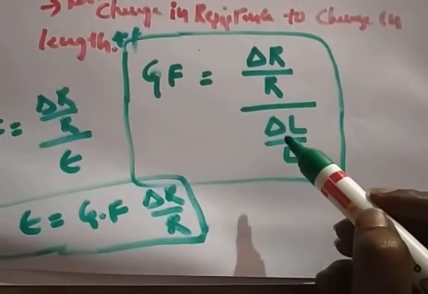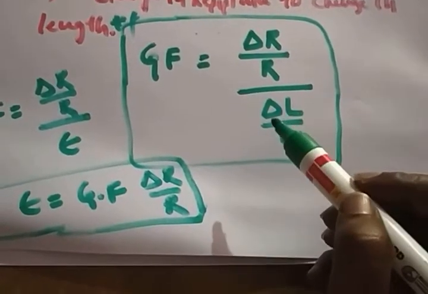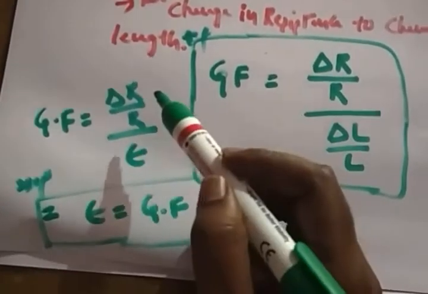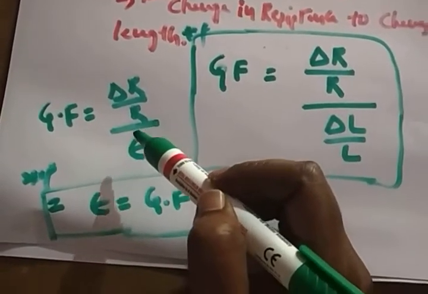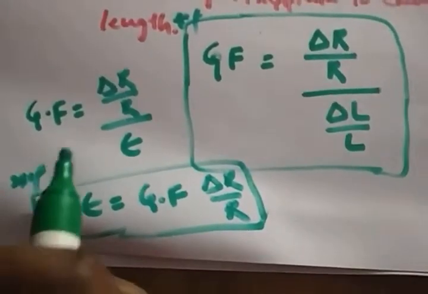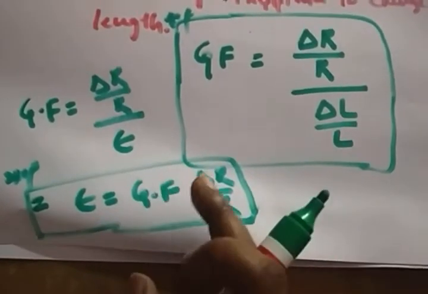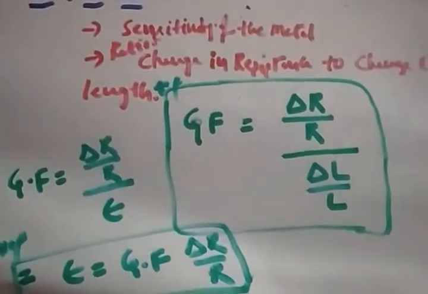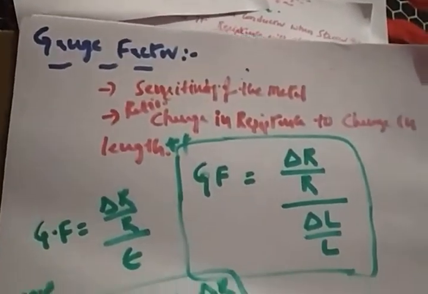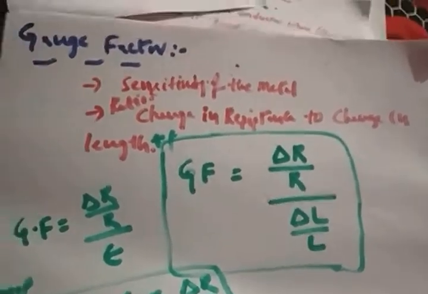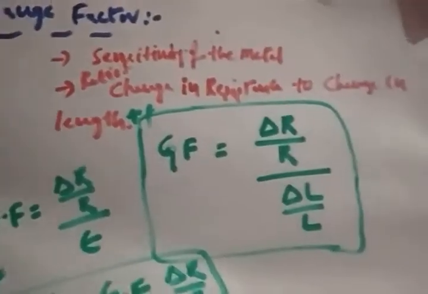Alright, so what is delta L by L? We can call it extension per unit length, the strain that we discussed in the last session. So gauge factor is equal to delta R by R over strain. If you know the gauge factor, you can easily find out the stress value. I hope it's clear. Now we will derive the equation for the gauge factor. This is very important in your end examination, so try to follow.